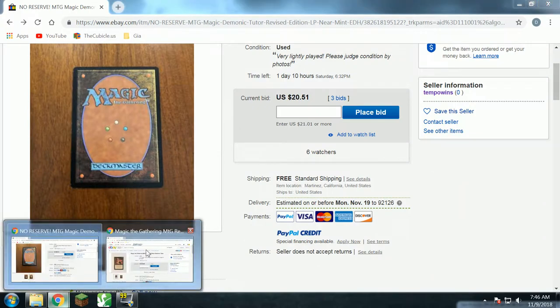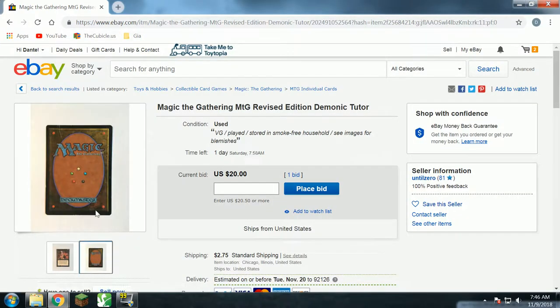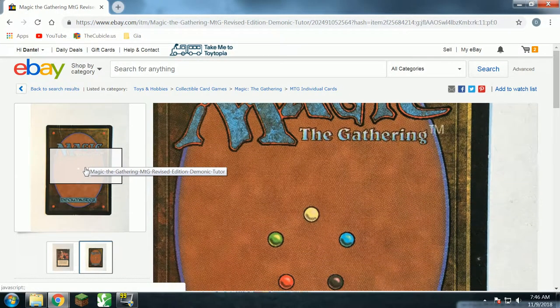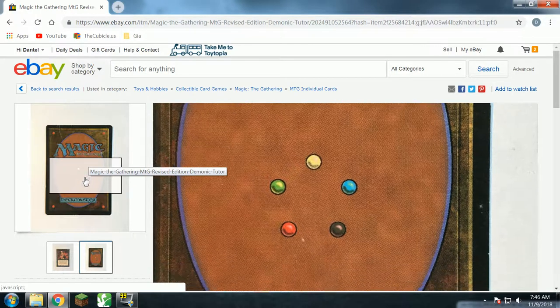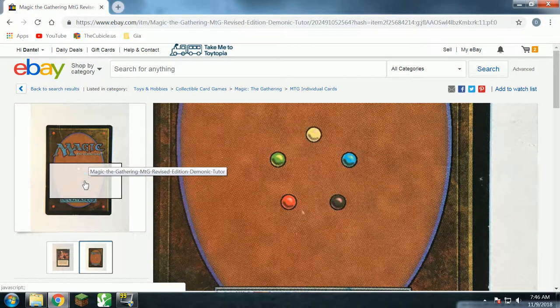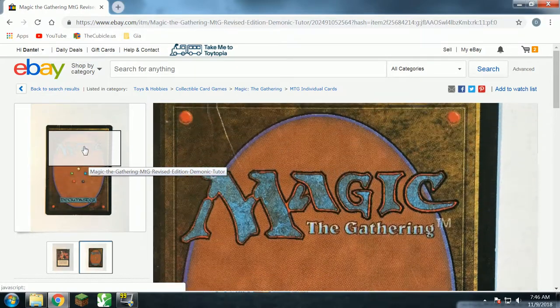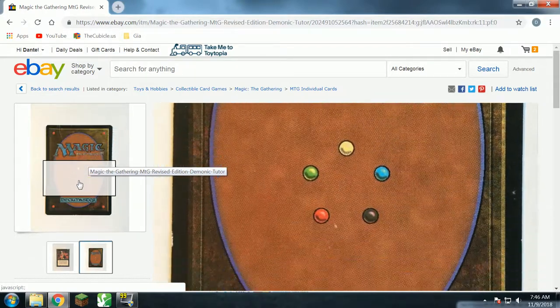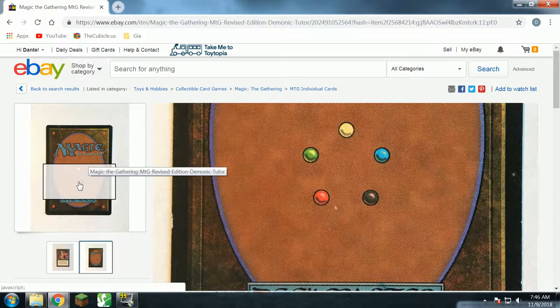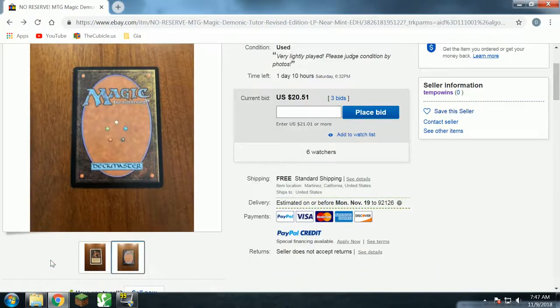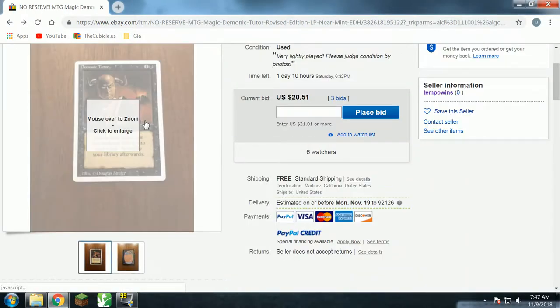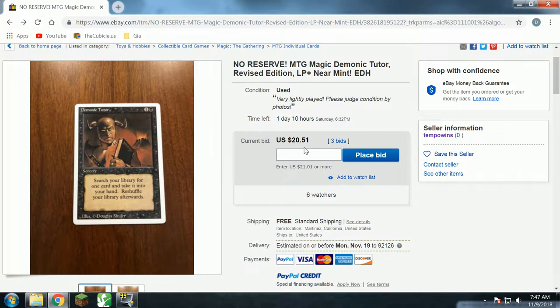So if I go to a real card back over here, a real card has these circles when you zoom in. This is what you should see on a real card. And when I zoom in on that fake card, you can obviously see that it doesn't look like this. It doesn't have these circles. So this card is obviously fake. It's being sold as a real card.